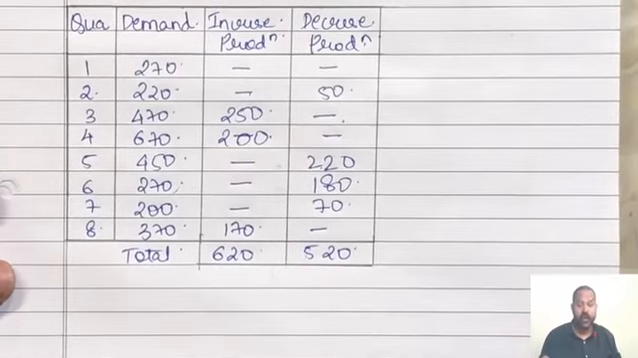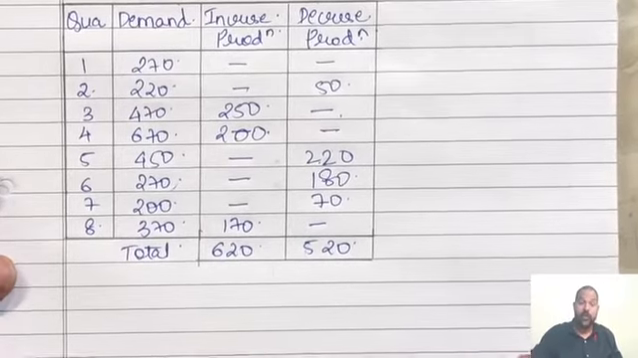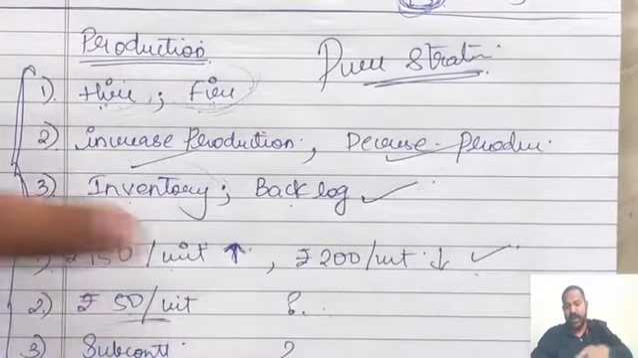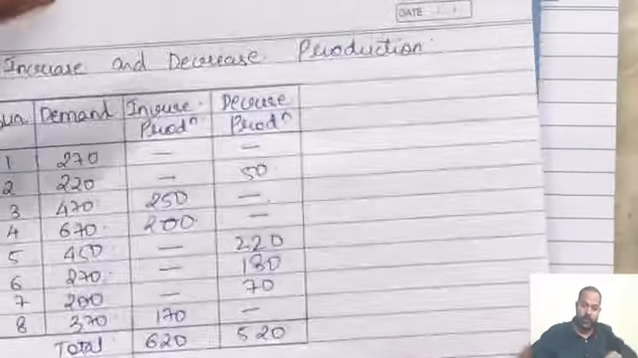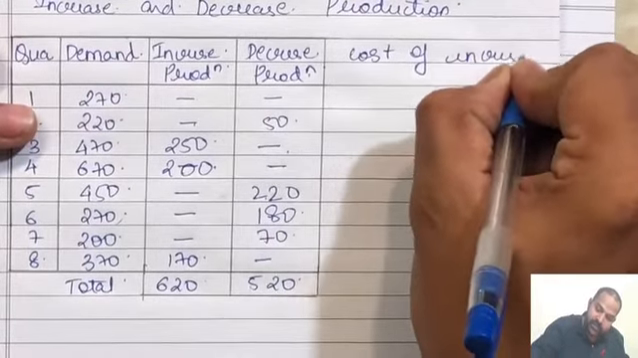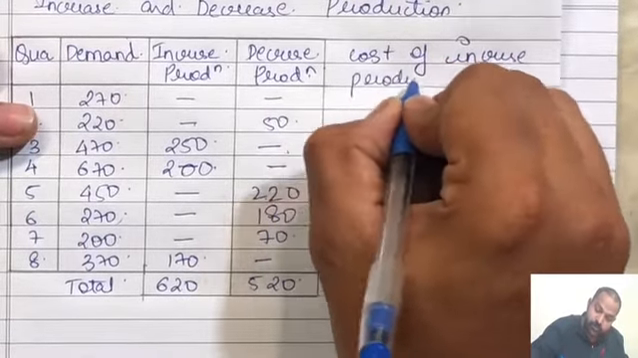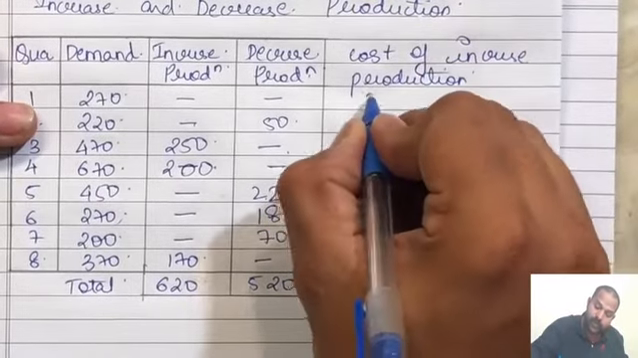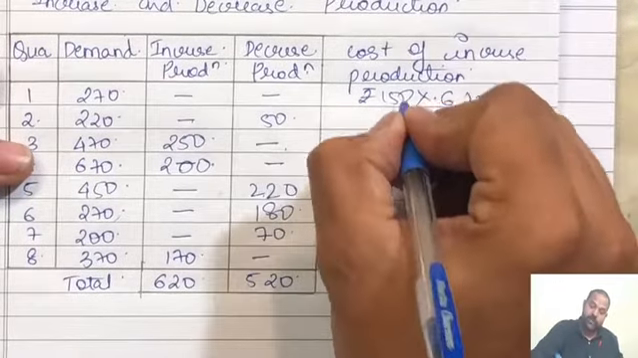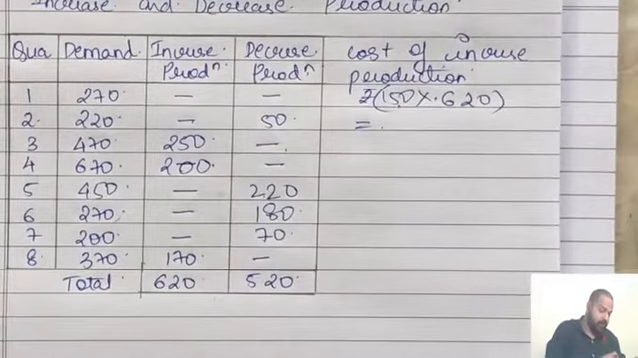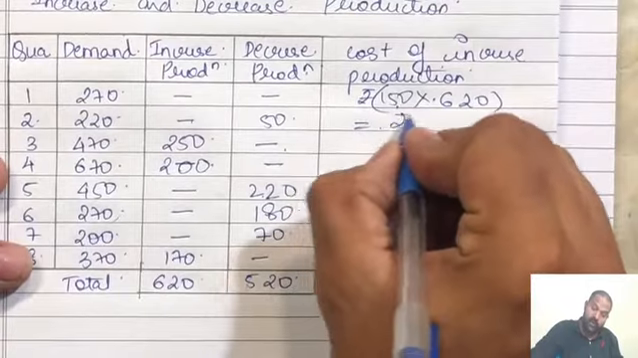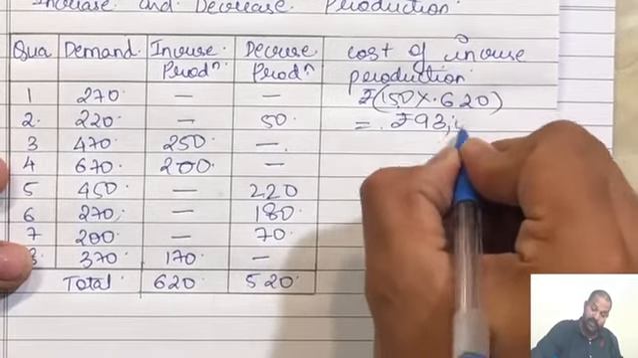Let me now check what the costs are. It was going to cost you 150 to increase production and 200 to decrease. So the cost of increase in production is rupees 150 into how many have I totally increased by? 620. 620 into 150 is a total of 93,000 rupees.